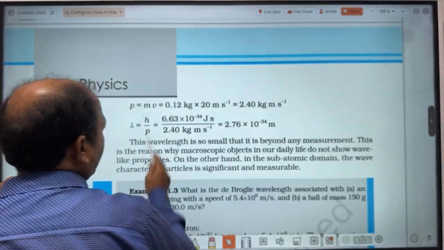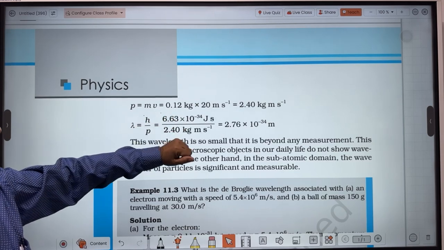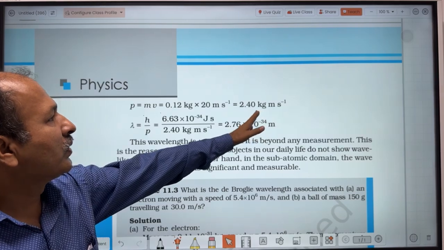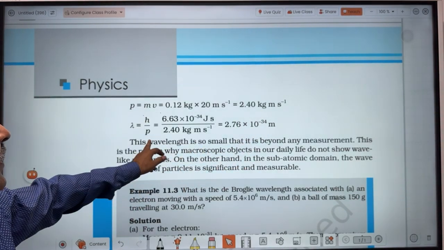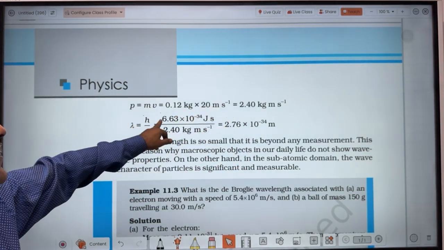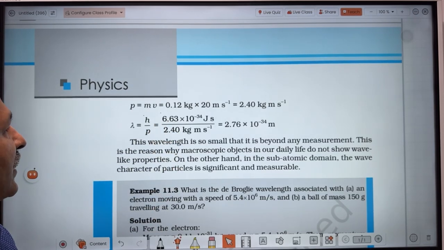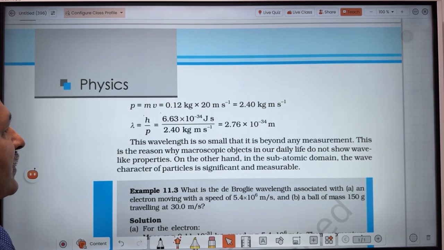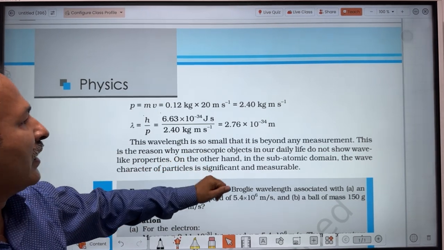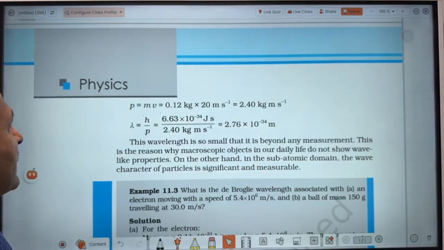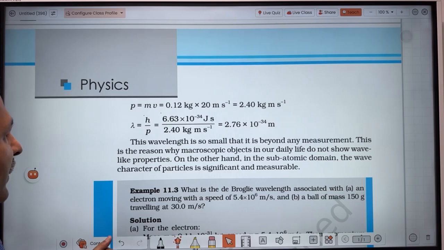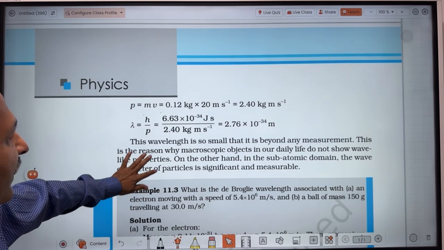p equals mv. Mass is given as 0.12 kg and velocity is given as 20 meter per second. So this will come out to be 2.40 kg meter per second. And lambda is h upon p. h we know, 6.63 into 10 power minus 34, divided by 2.40 kg meter per second, so 2.76 into 10 power minus 34 meter. This wavelength is so small that it is beyond any measurement. This is the reason why macroscopic objects in our daily life do not show wave-like properties. On the other hand, in the subatomic domain, the wave character of a particle is significant and measurable.